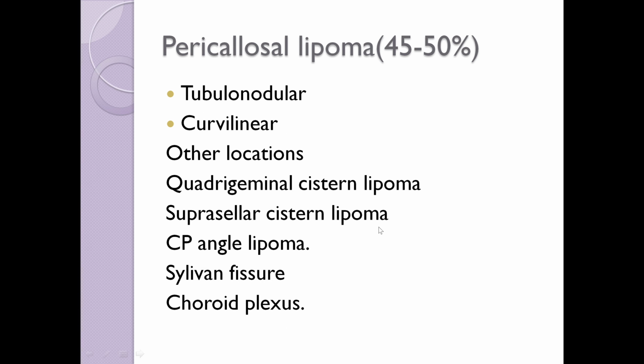Briefly about pericallosal lipomas, they are approximately 45 to 50% in incidence, and of two varieties. One is tubulonodular type, second is curvilinear variety. What are the other locations where we typically see these lesions? These are quadrigeminal cistern lipoma, suprasellar cistern lipoma, cerebellopontine angle lipoma, Sylvian fissure, and choroid plexus.